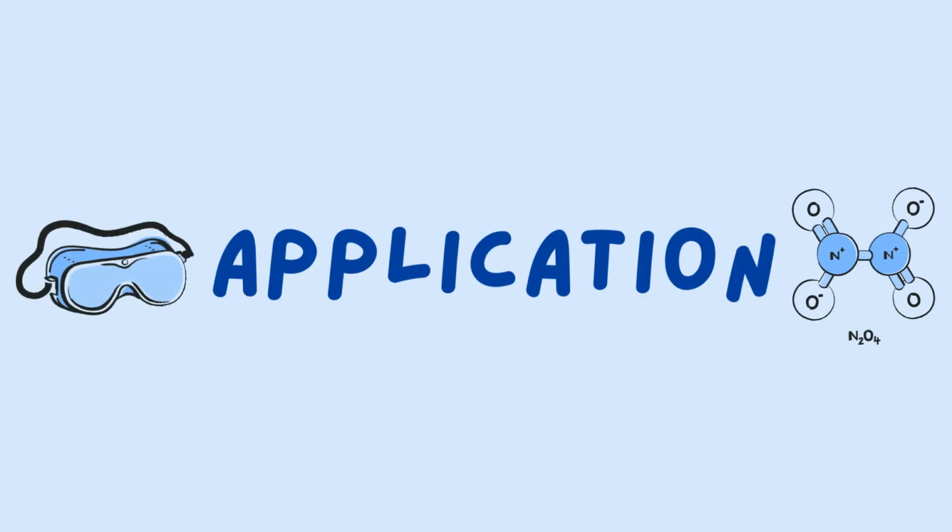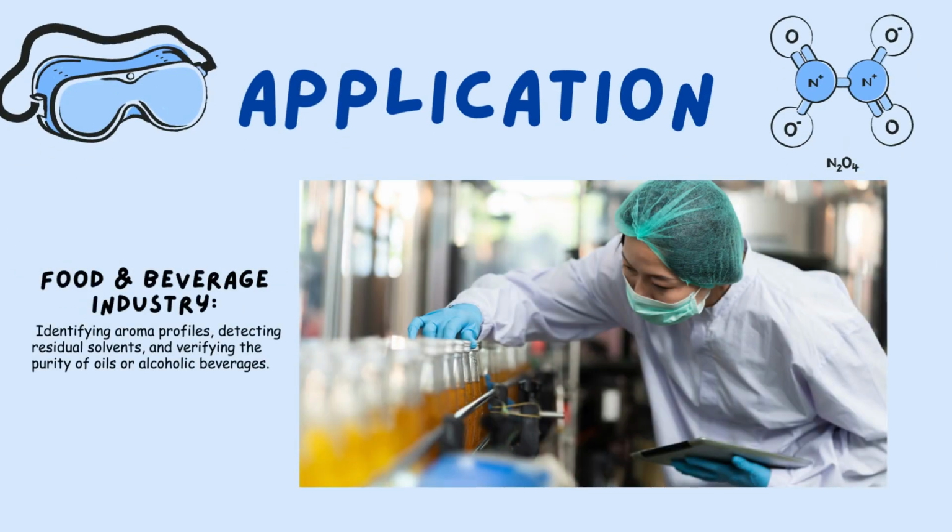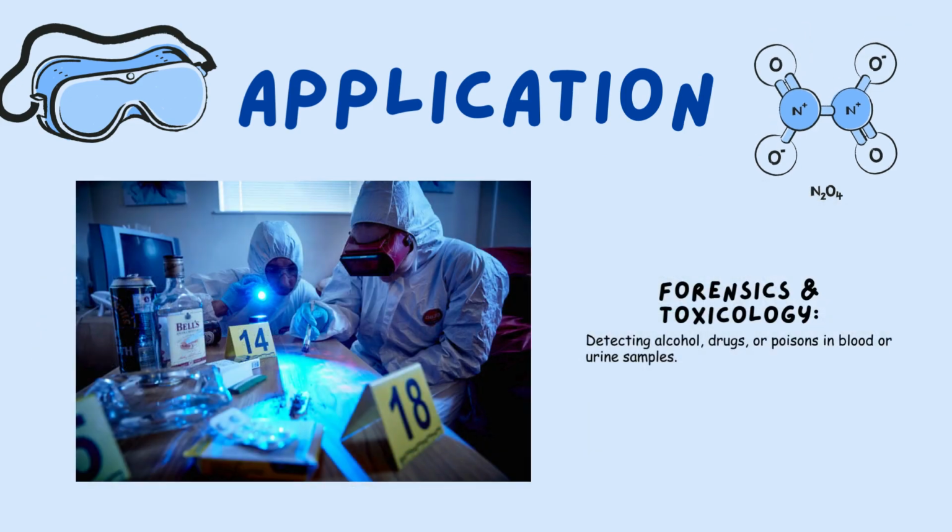Next, let's explore the diverse real-world applications of gas chromatography across various industries. GC identifies aroma profiles and verifies the purity of oils and alcoholic beverages. Forensics use GC to detect alcohol, drugs, or poisons in blood and urine.